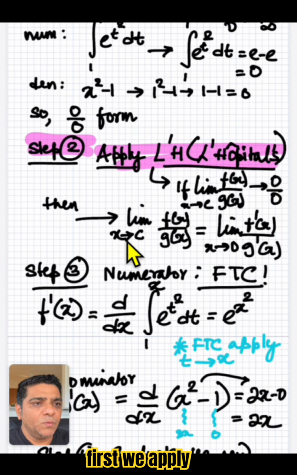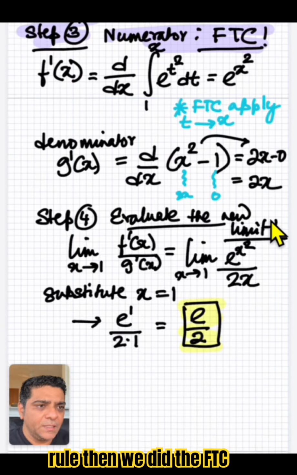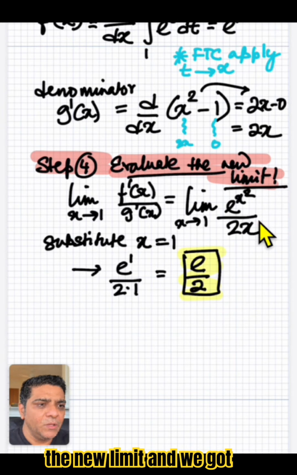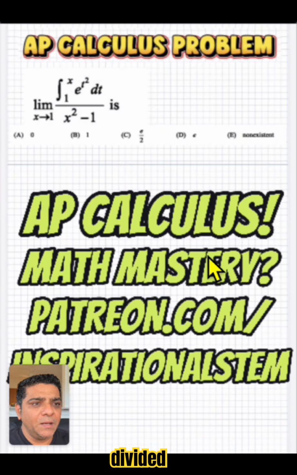So first we applied L'Hopital's rule, then we used the fundamental theorem of calculus in the numerator, and then we evaluated the new limit, and we got e divided by 2 as our final answer.